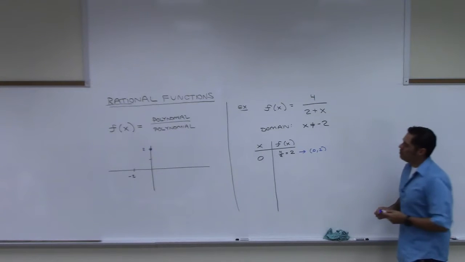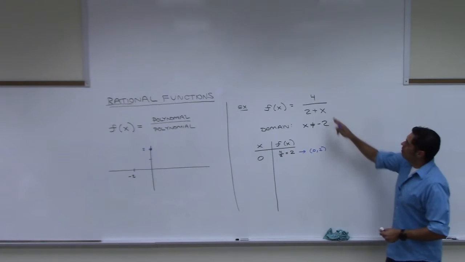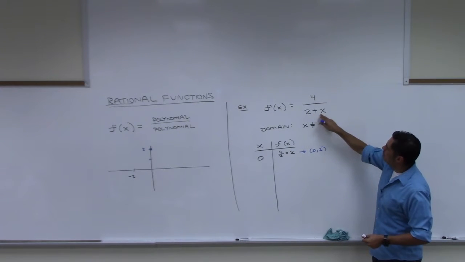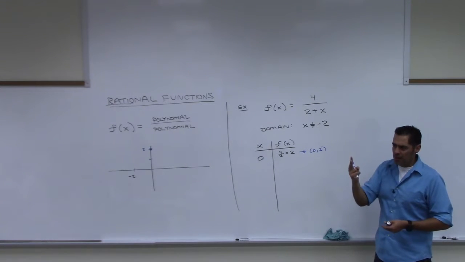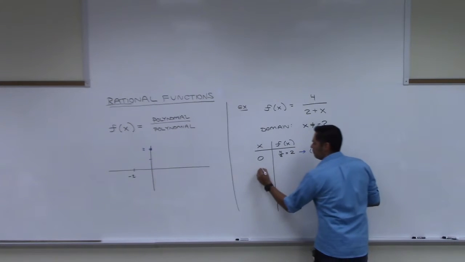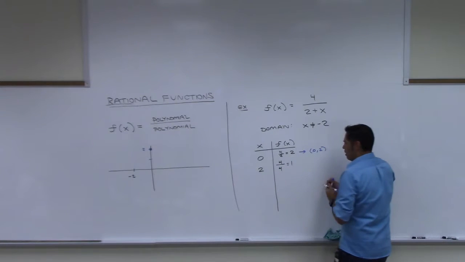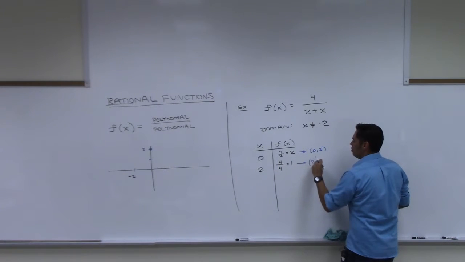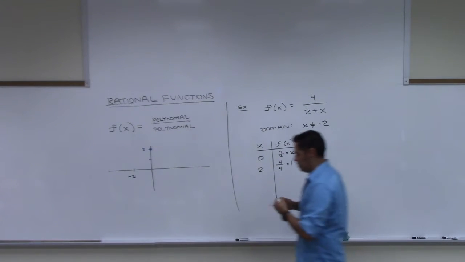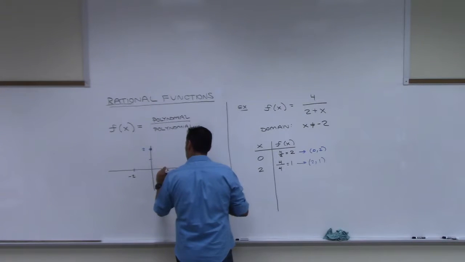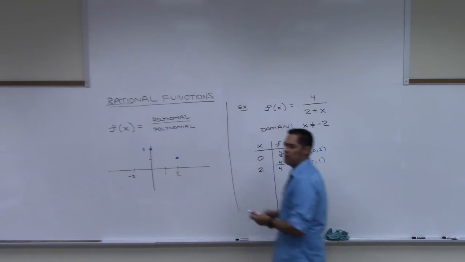Let's see if we can get a few more. I don't want to plug 1 in. Do you see why? If I do 1, I'm going to get 4/3, and that's a decimal, so I'm going to try and avoid that. I'm going to plug in 2 instead. Because if I plug in 2, what is it going to spit out? You get 4 over 2 plus 2, which is 4 over 4, so this is going to spit out 1. So that means at 2, I'm at 1. If I go graph that, here's 1, here's 2. At 2, I'm at 1, so there's my point.